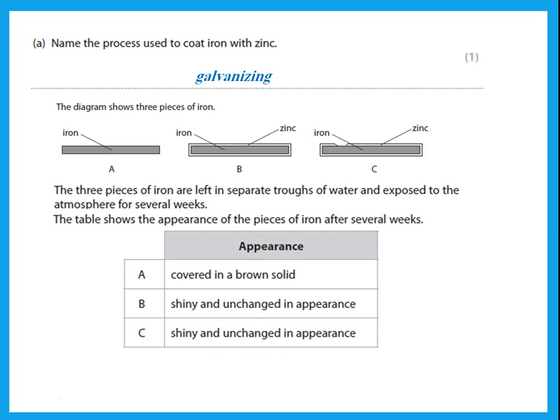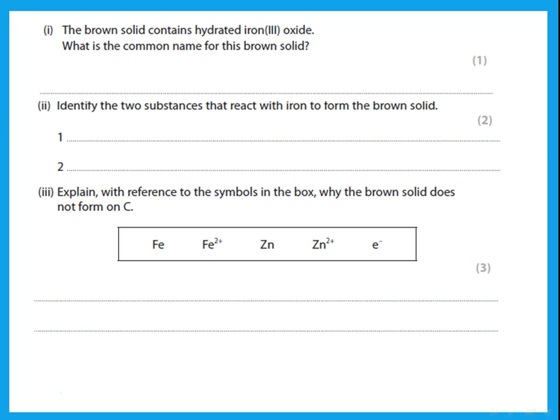So did they rust or not? Yes, we should know that iron as a metal is shiny, so when it is covered with a brown solid, that means it has rusted. Now B and C remain shiny, so that means that B and C do not rust. The brown solid contains hydrated iron(III) oxide. What is the common name for this brown solid? The hydrated iron(III) oxide is what we call rust.